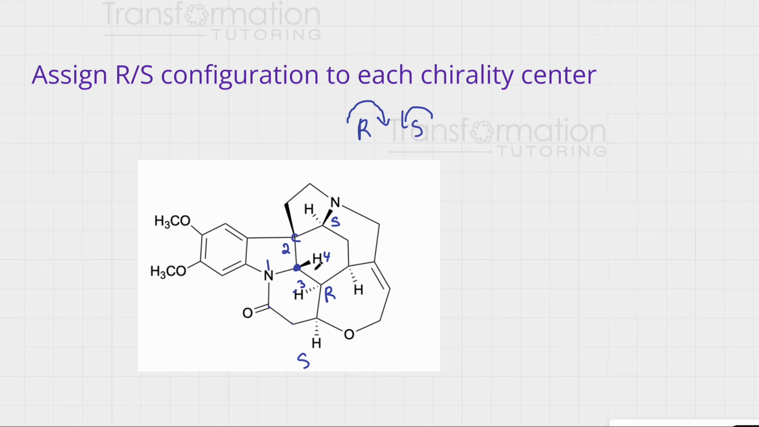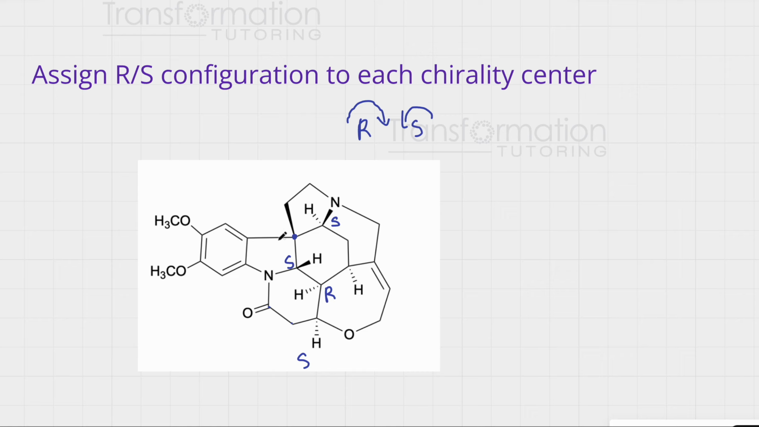However, notice that our hydrogen is on a wedge. Our group number 4 is on a wedge. If it's on a wedge, we will switch our stereochemistry. So it looks like it's R, but because hydrogen is on a wedge, we will say the opposite. So we will say that this is S. And let's look at this final chirality center.